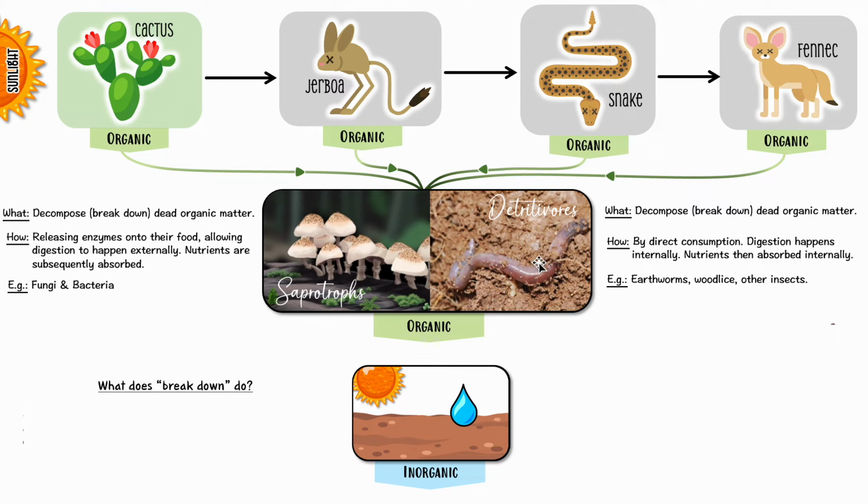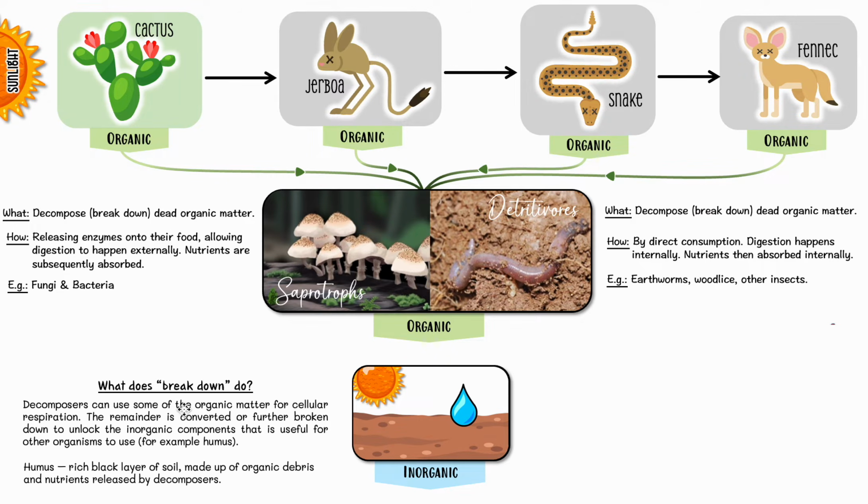There are two things that these decomposers are really doing. I already mentioned one. One of them is they can use this dead organic matter for cell respiration. They can absorb the nutrients so that they can break down the dead organic matter to make ATP, because they're also organisms and they need ATP as well to survive, right? But what makes them special, what makes them decomposers, is that the remainder of this dead organic matter is converted or further broken down or decomposed into inorganic components.